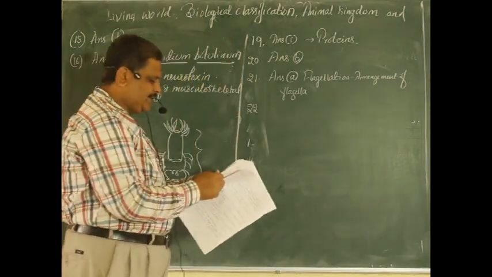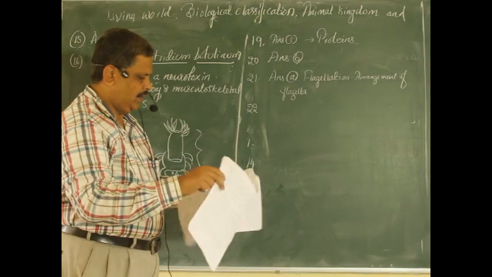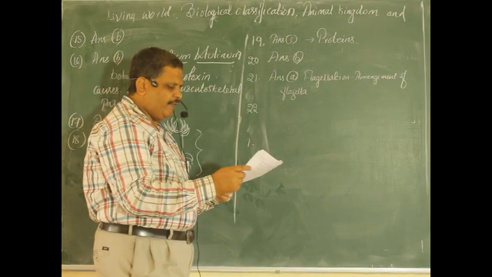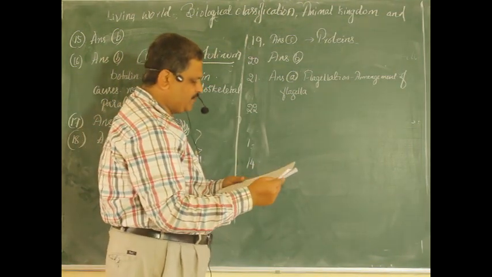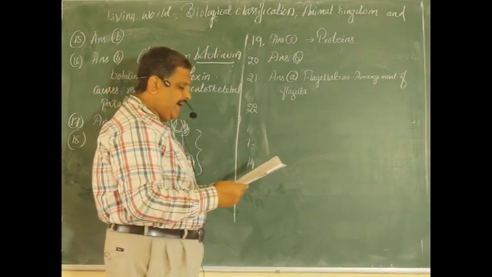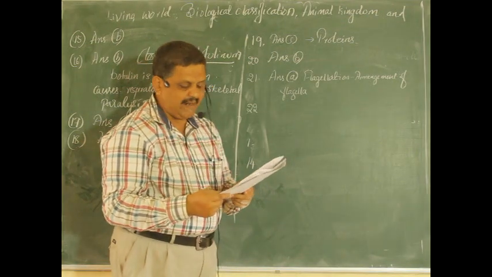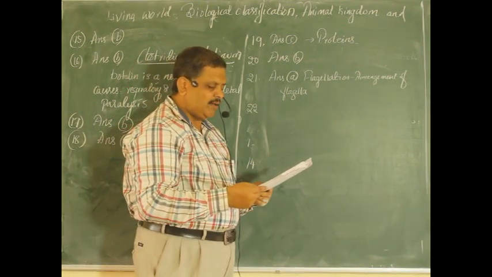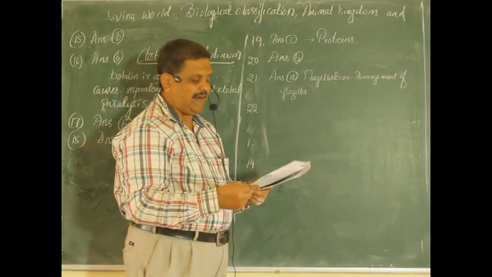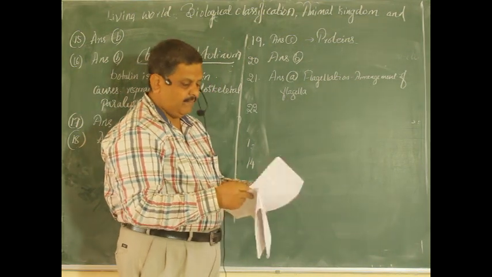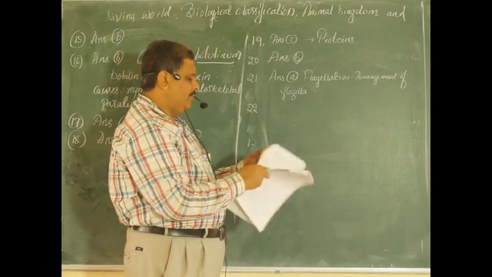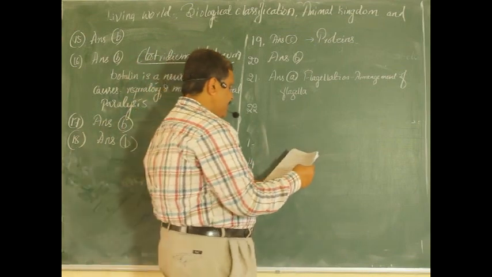Question number 22. Antherozoids of Marchantia are option A, long, curved and biflagellate, option B, long, straight and multiflagellate, option C, long, straight and biflagellate, option D, short, curved and biflagellate. So the answer is option D.